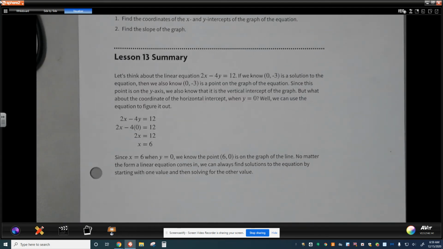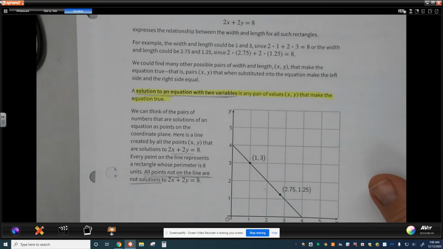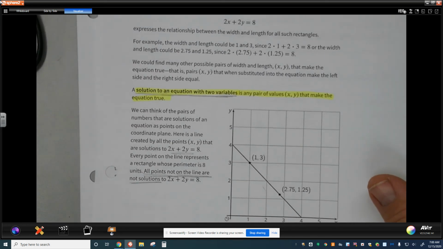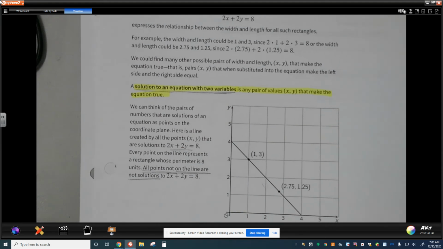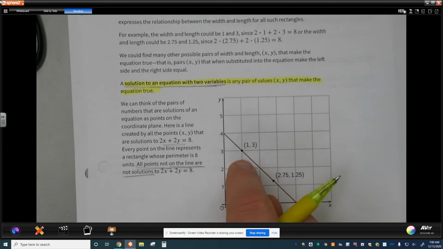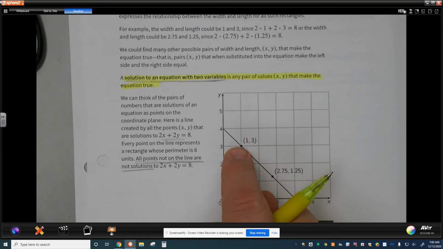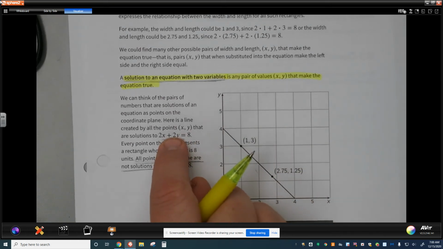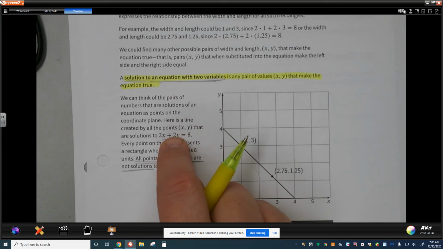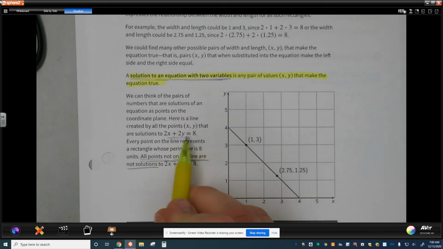In summary, we talk about solutions to linear equations. Remember, a solution to a linear equation with two variables is any pair of values x and y that make the equation true, meaning that the solution has to fall on the line of the graph in order to be true, and that single point will also make the equation true at the same time, meaning that both expressions will be equal to each other.